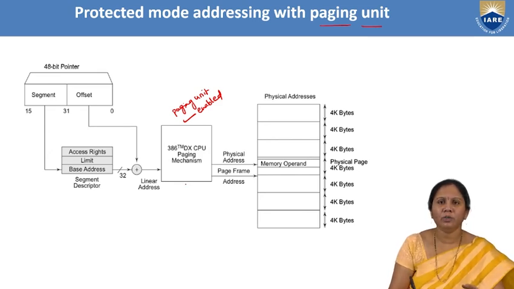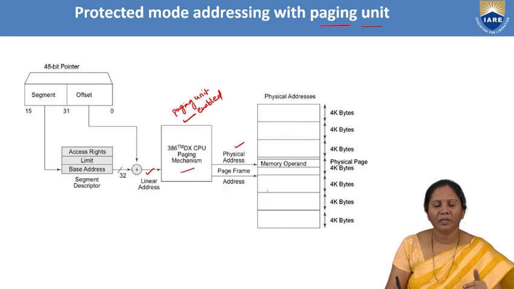When the paging unit is enabled, the main purpose of the paging unit is to convert the linear address into a physical address. In the previous case, the paging unit is not used, so the linear address is the same as the physical address. Generally, the CPU produces the logical address. The logical address is converted into a linear address by the segmentation unit, and that linear address is converted into a physical address by the paging unit.